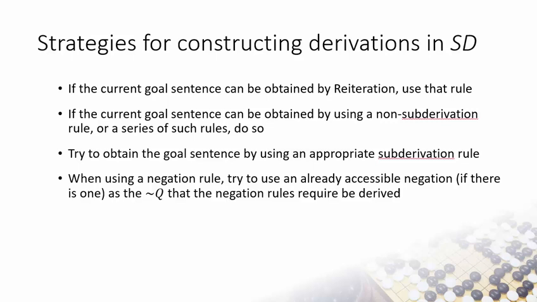Subderivations are a little messier, so if you can avoid that, it's probably a good idea to do so. If you can't avoid it, then obviously use a subderivation. That's fine. Not a big deal. So when using a negation rule, try and use an already accessible negation. In other words, you may not want to introduce these things unnecessarily. This is precisely the same sort of advice towards parsimony, basically. And by invoking the idea of parsimony, I'm really talking about something like Occam's razor, trying to get there in the simplest fashion possible.